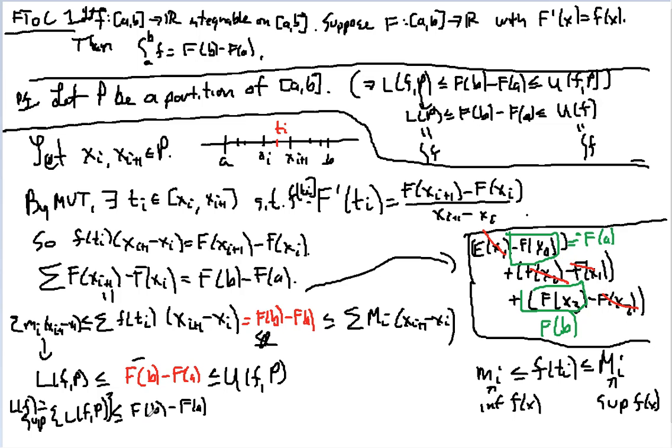So L of f is less than or equal to this, and by a similar argument, this is going to be less than or equal to the infimum of all the U of f of P's, which equals U of f. But a fancy name for U of f and L of f is just the integral of f, since f is integrable. So the integral of f is less than or equal to this thing, which is less than or equal to the integral of f, so the integral of f has to equal that. And we're done. That's the first part of the fundamental theorem.